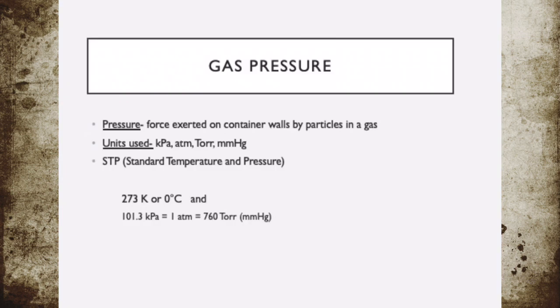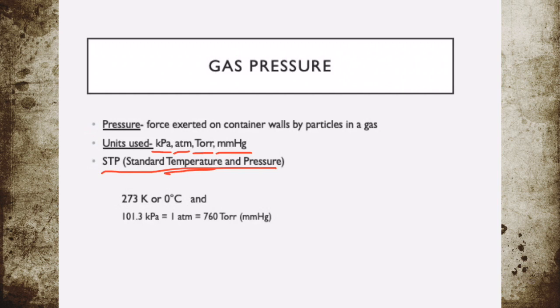When we say gas pressure, pressure is the force exerted on a container's wall by particles in a gas. The units that we use are kPa or kilopascal, atm or atmospheric pressure, torr or torricelli, and mmHg or millimeter mercury. The gas laws are being used at STP, which means standard temperature and pressure.